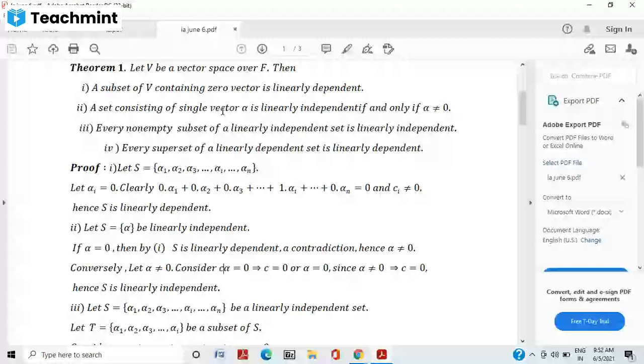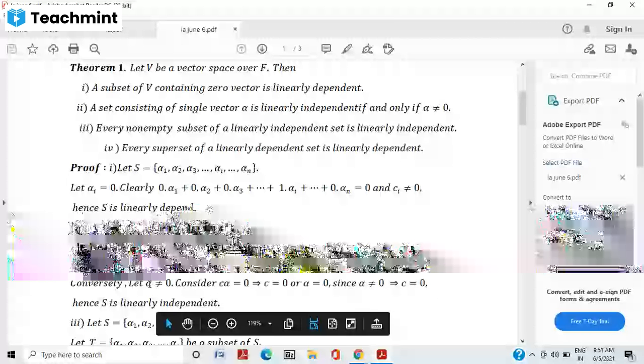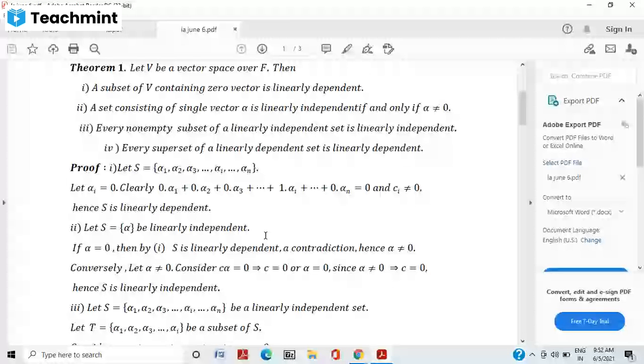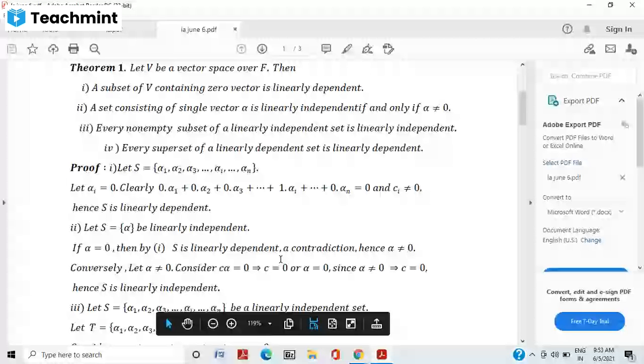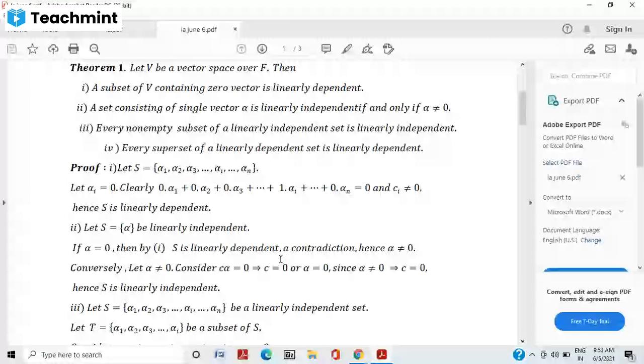Okay, how are we proving the second proof? We are taking one set S containing a single vector alpha. We assume that it is linearly independent. We should prove that alpha not equal to 0. But for that, we take a contradiction. We take the contrary that alpha is 0. But alpha 0 means by the first condition S will become linearly dependent. But our S is linearly independent. Then it is a contradiction. Therefore, alpha should not be equal to 0.